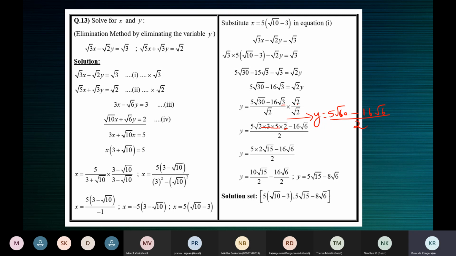Then this 3 and 2, there's only one 3 and one 2, so I multiplied 3 into 2, 6. So from 2 2s, 1 2 will come out. From 2 2s, 1 2 comes out. So 5 into 2. Then the remaining root 15 minus 16 root 6 by 2.